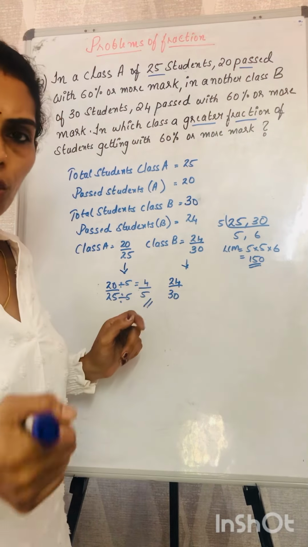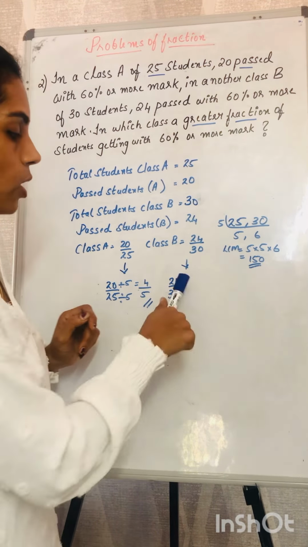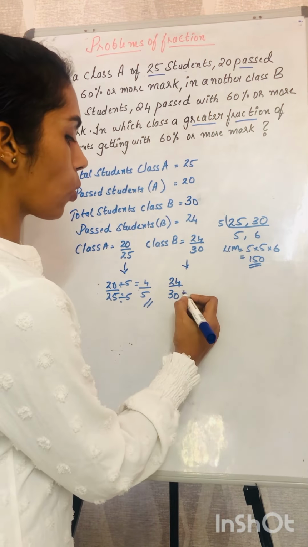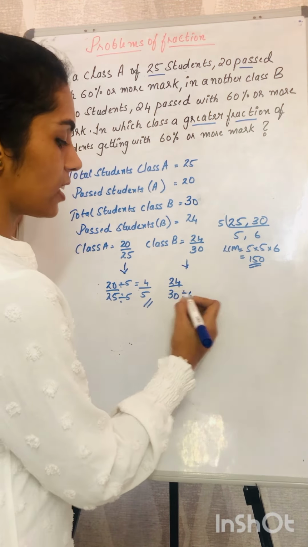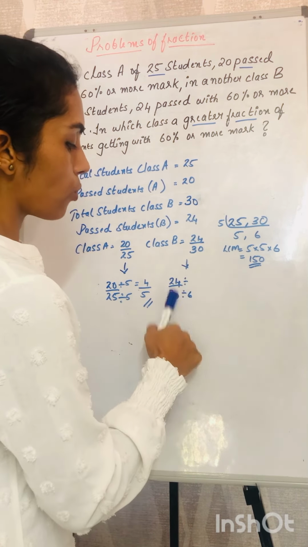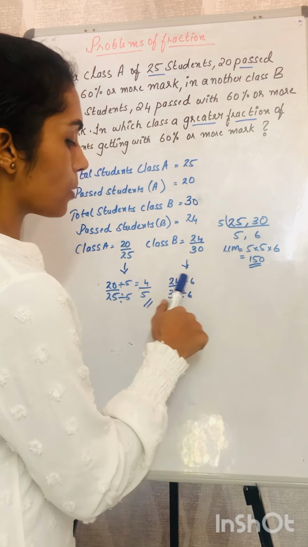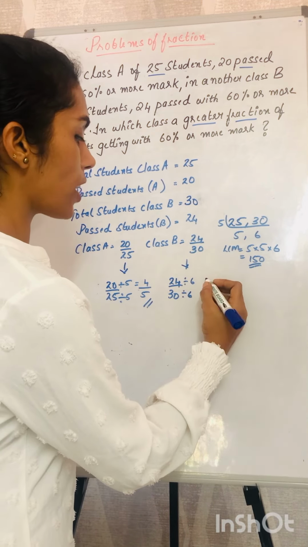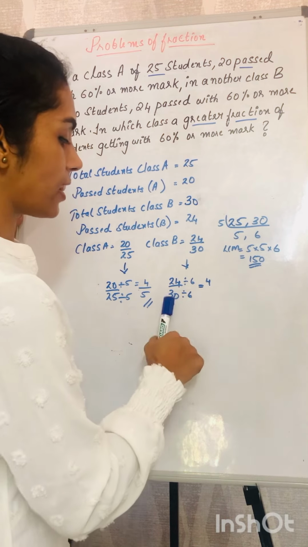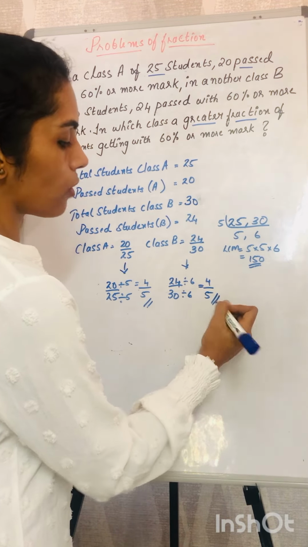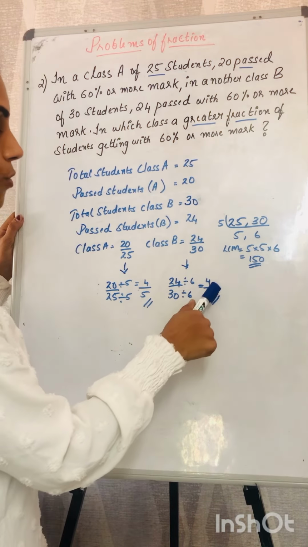Now, here what is the equivalent fraction of 24 and 30? Will this fraction go with 5? No, because 24 is not a multiple of 5. So, I think it will go with 6, right? Both this 24 and 30 are multiples of 6, right? So 24 divided by 6, what do you get? 4. And 30 divided by 6, what do you get? 5. Now you got the fraction 4 by 5.